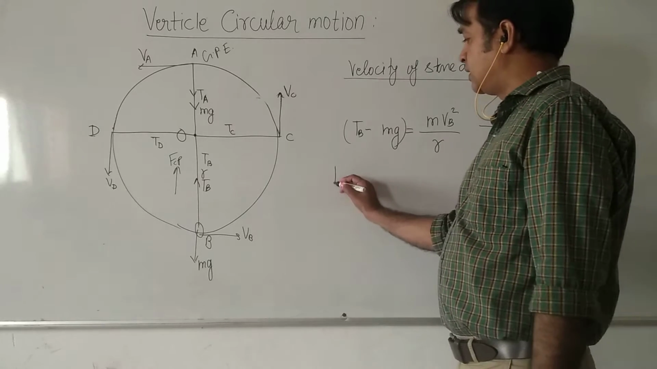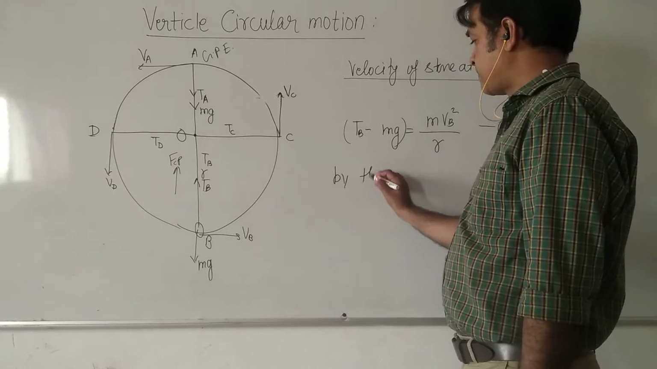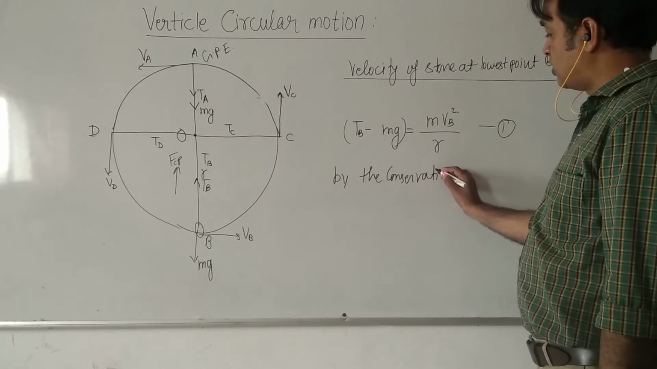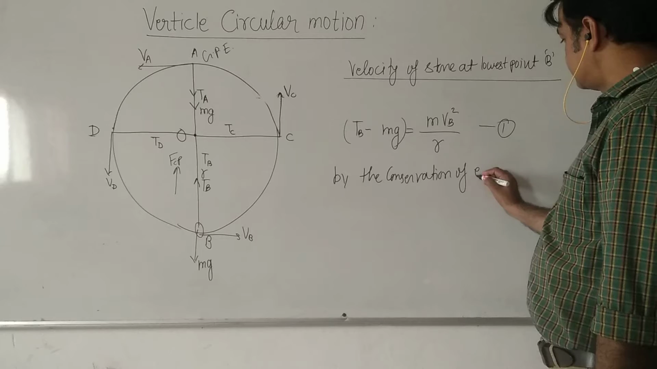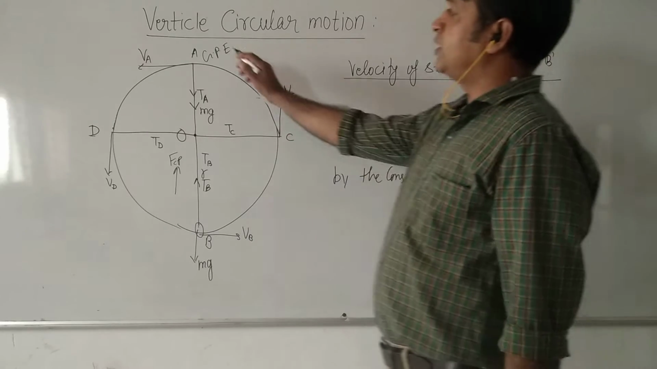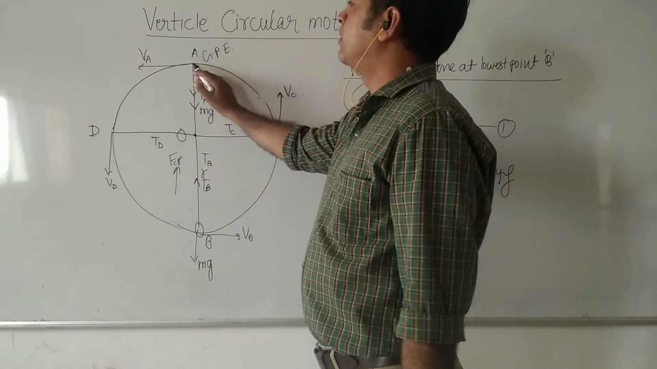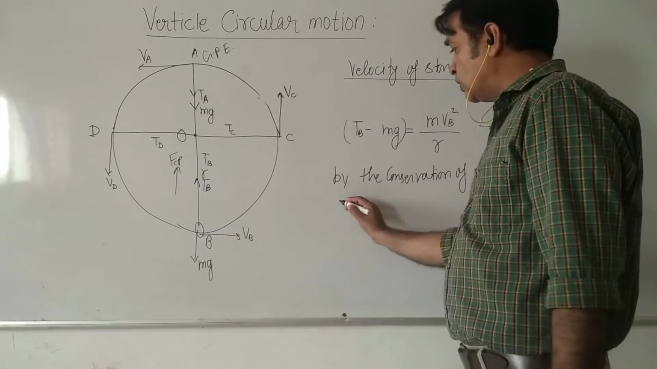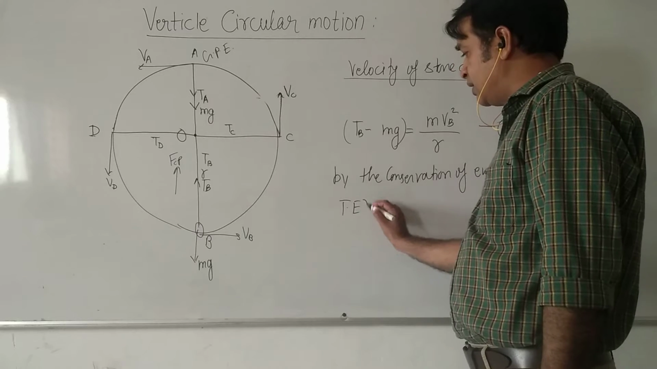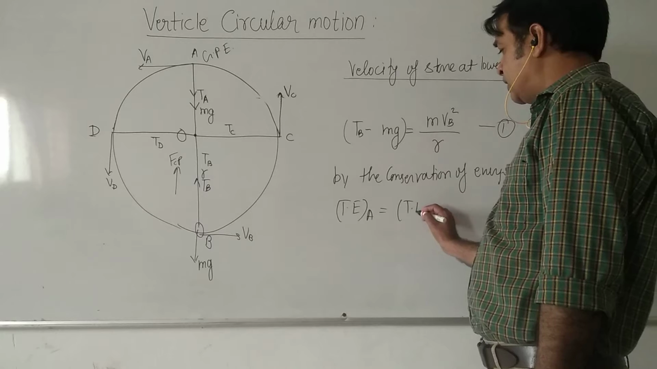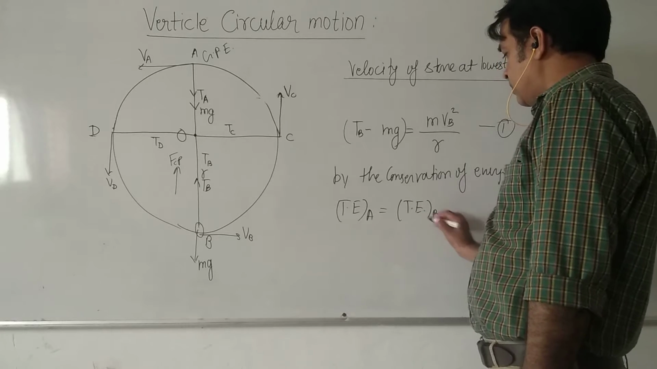But directly we cannot find the velocity at this point of the stone, so we take another equation by the conservation of energy. By the conservation of energy, total energy at this point must be equal to total energy at this point. Means total energy at A equal to total energy at B.